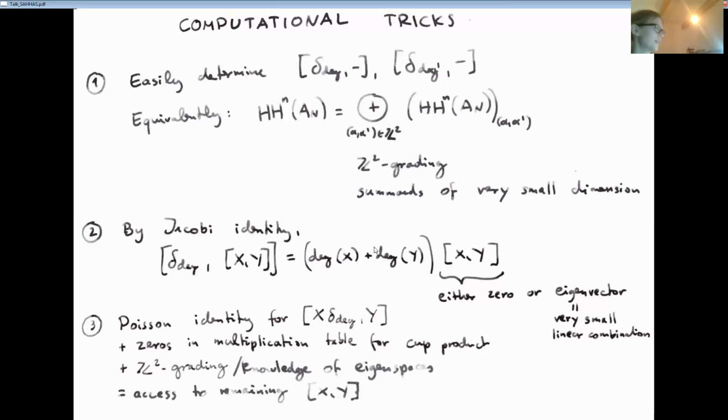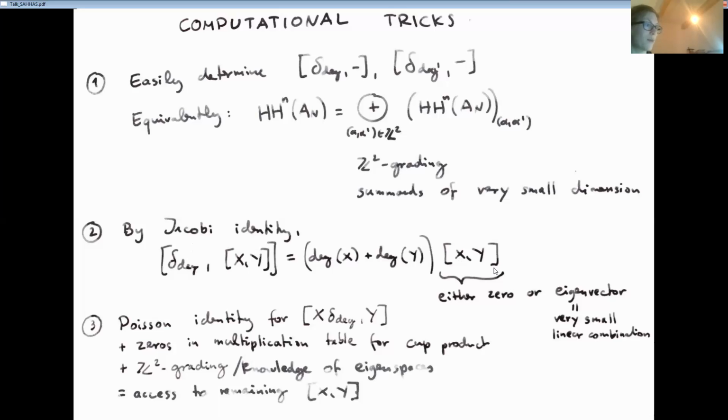One, very simple, is just that by the Jacobi identity, the degree of such a bracket of two elements will evaluate to just being the sum of the degrees of these two elements. Now, speaking again of internal degrees here, not to be confused with the cohomological degree, of course. And so from this, we know that either we have a new eigenvector, or this bracket here must be 0.